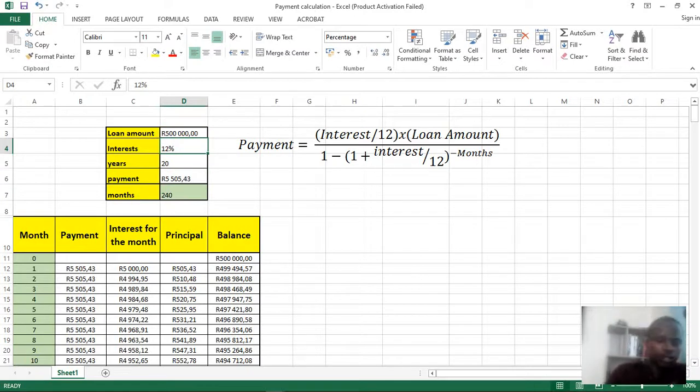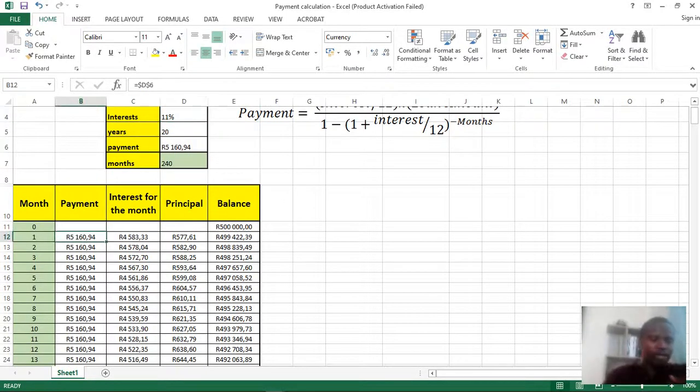And the other thing that you can do is go back to the bank after 6 months of buying your property and renegotiate your interest rate. And let's say they decrease your interest rate from 12% to 11%, because you've been paying all right for the last year or so. That's not going to decrease the number of years that you're going to pay. You're still going to be paying for 20 years, but your monthly payment decreases by 400 rand.